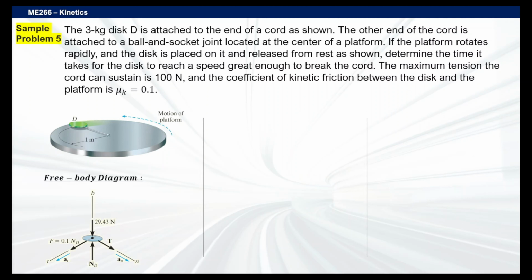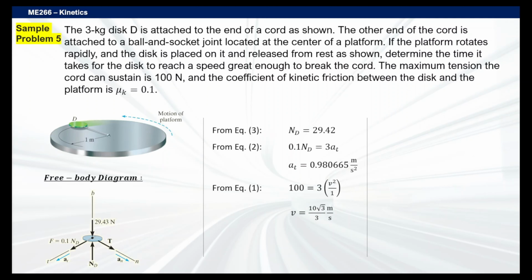Okay, just rewriting again the equations here. So we have those values. And then for kinematics, we can simply use now the final velocity equals initial velocity plus the product of acceleration and time. Basically, that's it. And we need to find the time it takes for the disc to reach a speed great enough to break the cord.